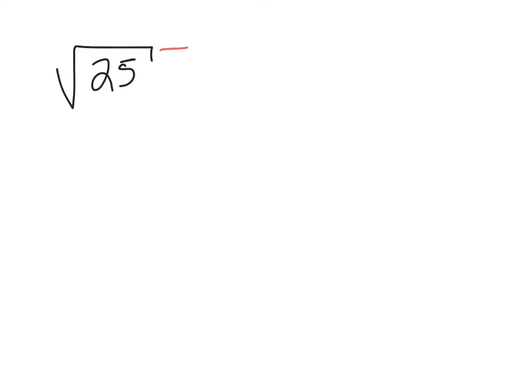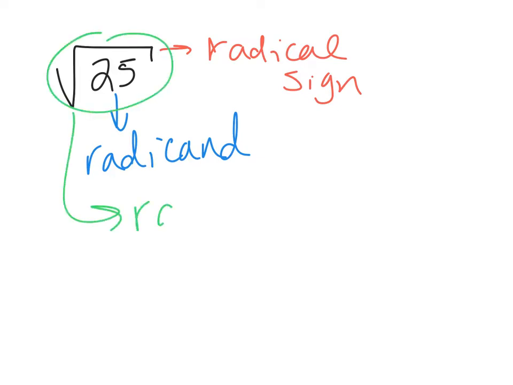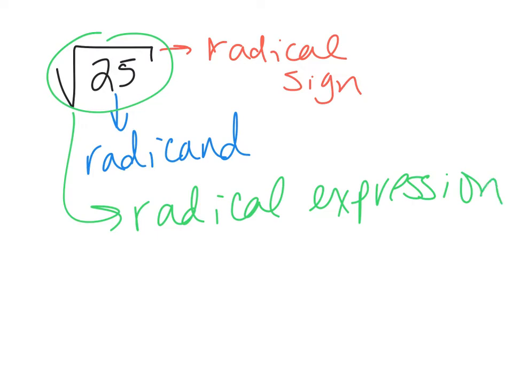Okay, so this is called the radical sign. This is the radicand. And then any expression that has a square root sign in it is called a radical expression. So I guess we can say this whole thing is a radical expression. Okay, so it can look just like square root 25.